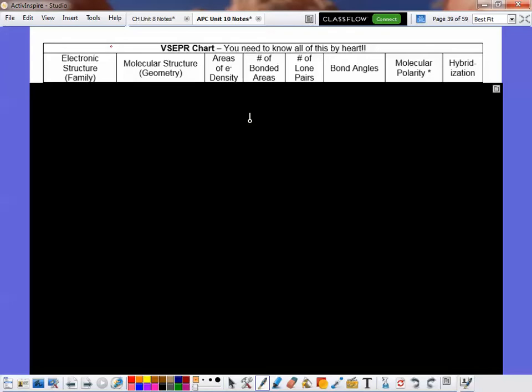So the electronic structure is the family. The molecular structure is called the geometry. These are the actual shape names. The electronic structure, or the family, has to do with the number of areas of electron density. For each family, the areas of electron density are going to be identical for all members. The bonded areas plus lone pairs will add up to the areas of electron density.